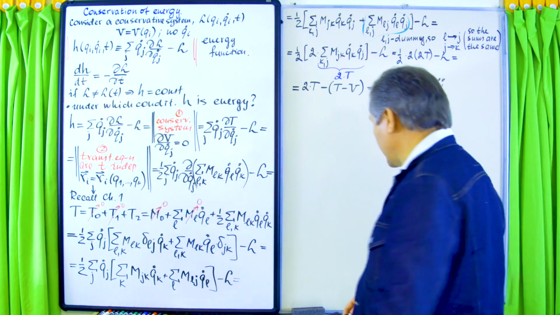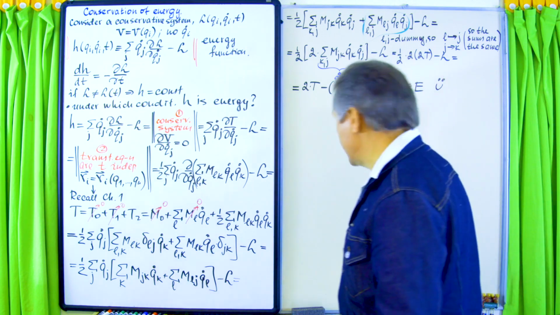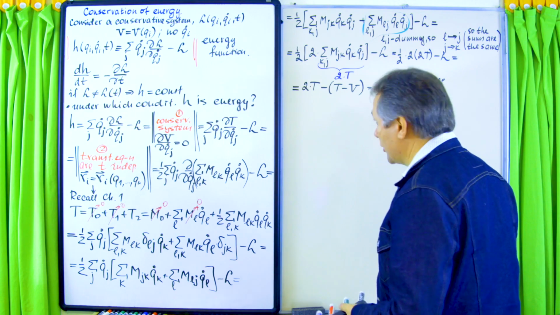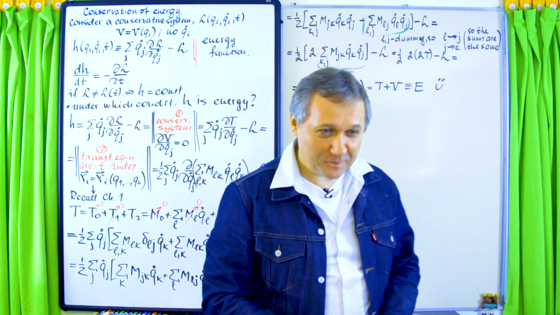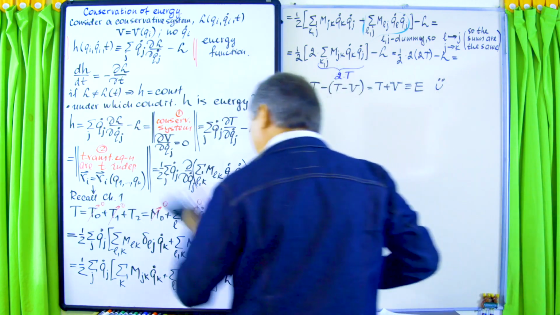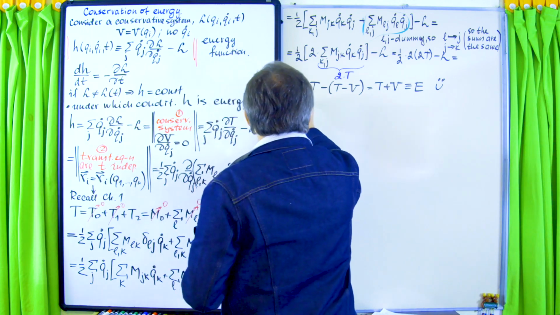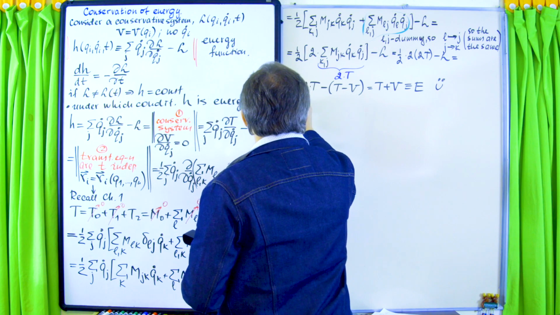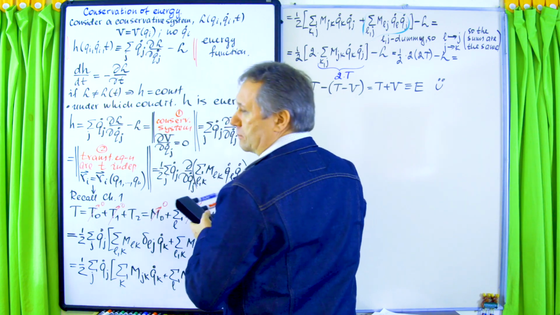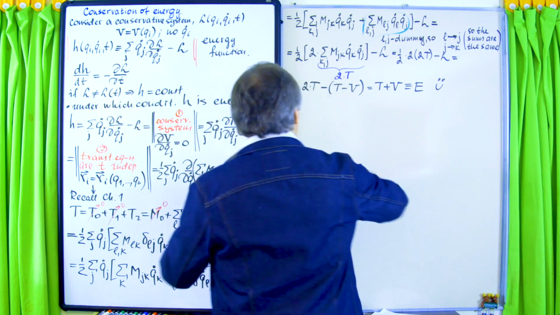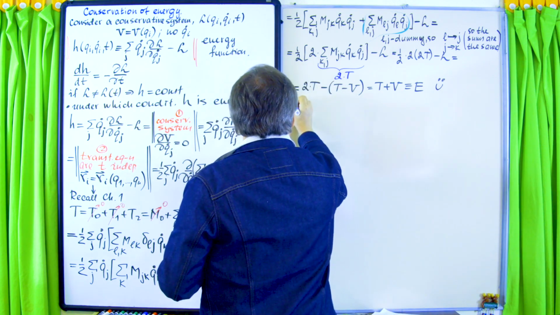Okay, so now let me summarize this, and we can say goodbye to this chapter. So let me write a summary. What are they doing outside in the corridor?